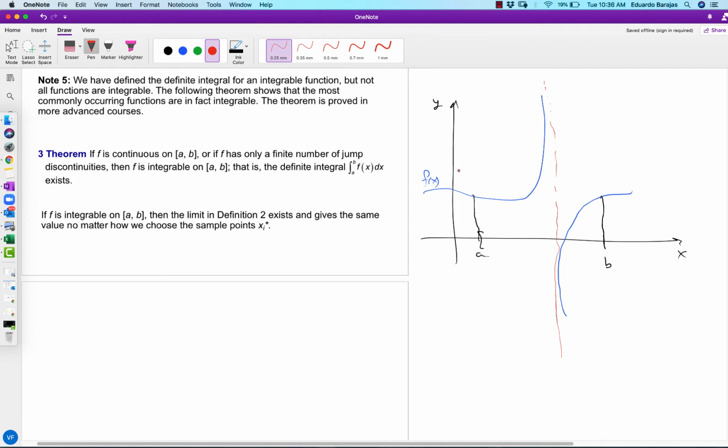But for now, we're just sticking to this theorem that exclusively says that if it's continuous or it has a finite number of jump discontinuities, we're okay. Now this thing, well, that's complicated. We'll deal with that later. This is not addressing that situation.